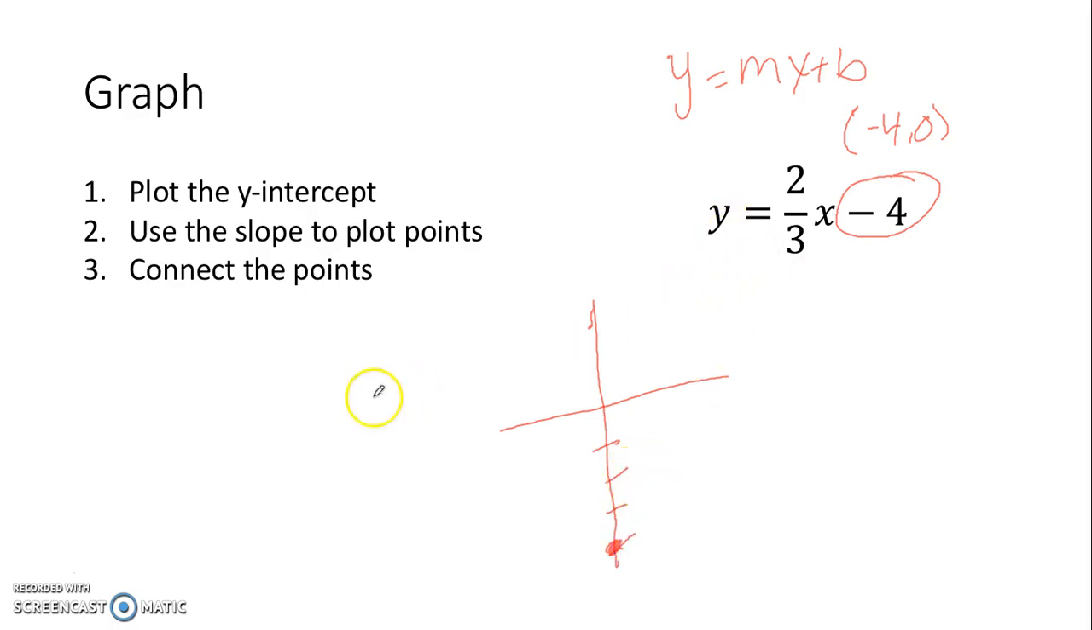Okay, now to graph the rest of this, we use the slope to plot the points. Well, the slope is this 2/3 right here. All right, so rise over run. We're going to go up 2, 1, 2, over 3, 1, 2, 3. Okay, and then we just connect the dots with a straight line. That's how we graph slope-intercept form, or y equals mx plus b.